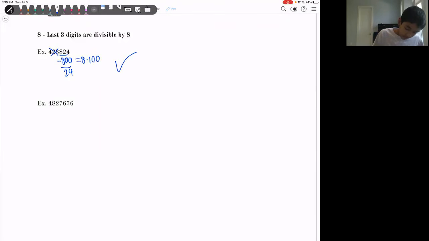4827676? Ignore these digits over here. 676. Okay, so 676. Let's subtract off 640 because we know 640 is 8 times 80. We get 36. And 36 is not divisible by 8. So this doesn't work. It's not divisible by 8. Any questions on this trick?